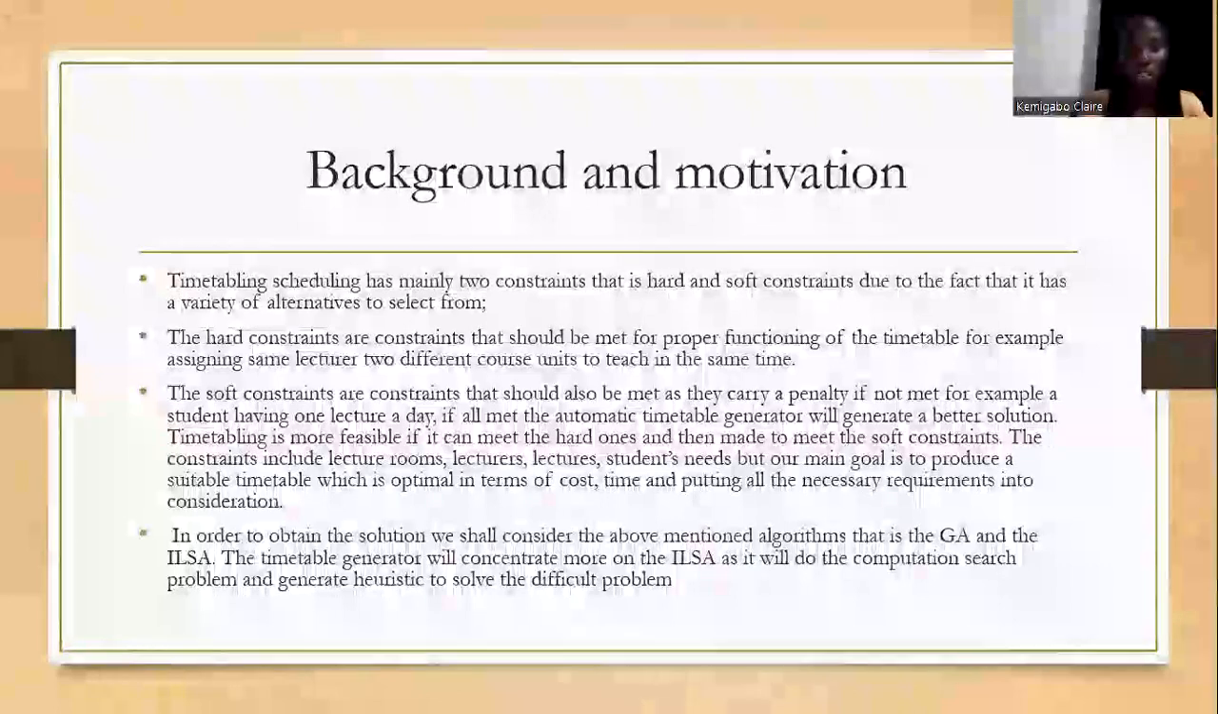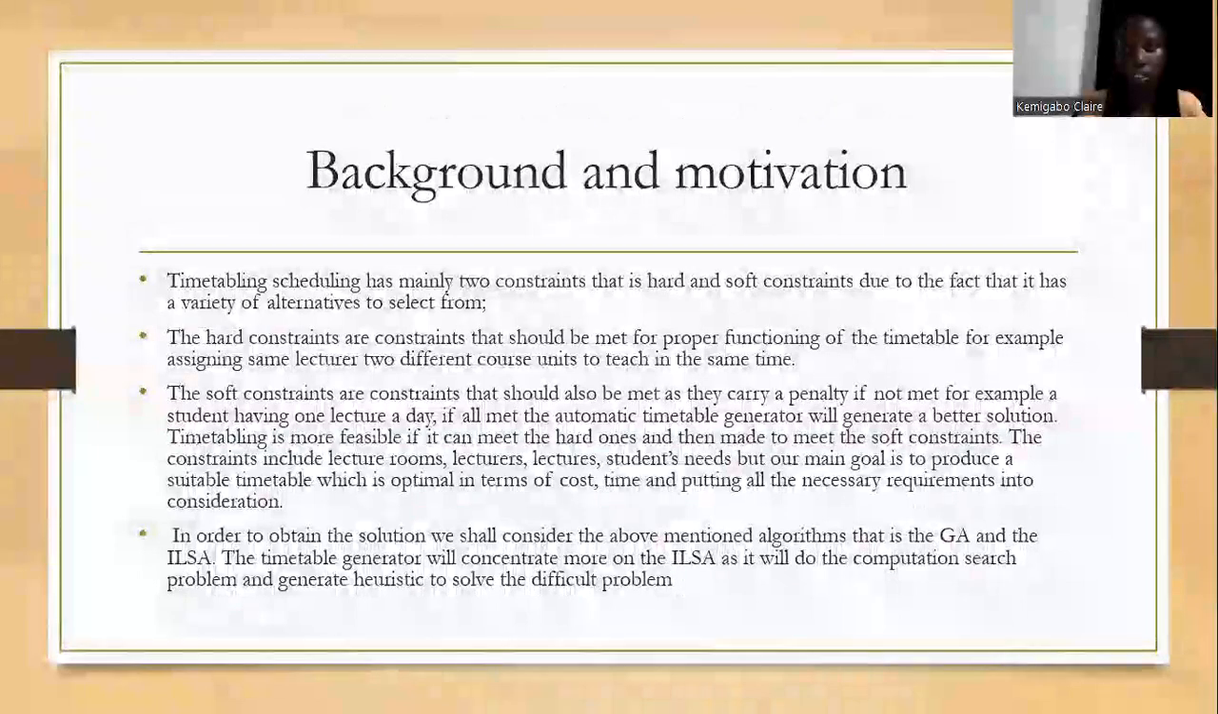The hard constraints here are the ones that should be met no matter what. For example, assigning a lecturer to different course units to teach at the same time looks so impossible. How can one person teach two course units within the same period of time? It will be conflicting. You can't be in different rooms at the same time when you're only one person. Yeah, that is a hard constraint to deal with.